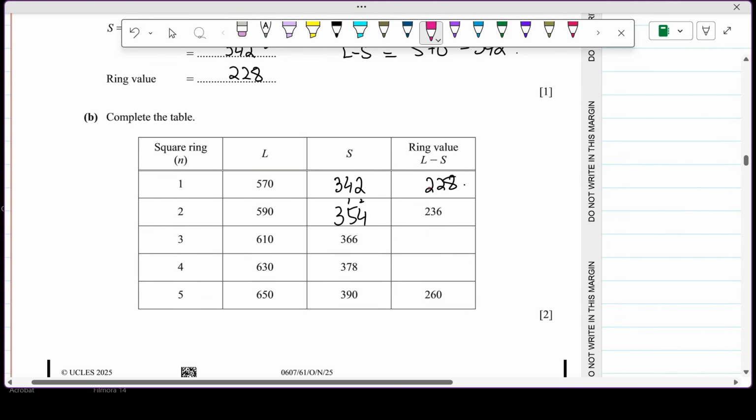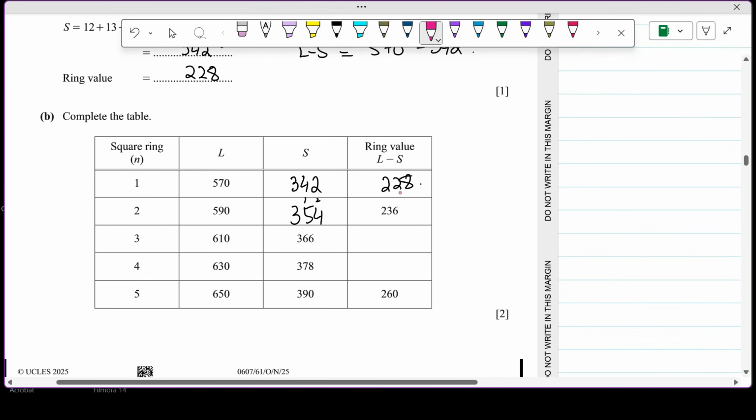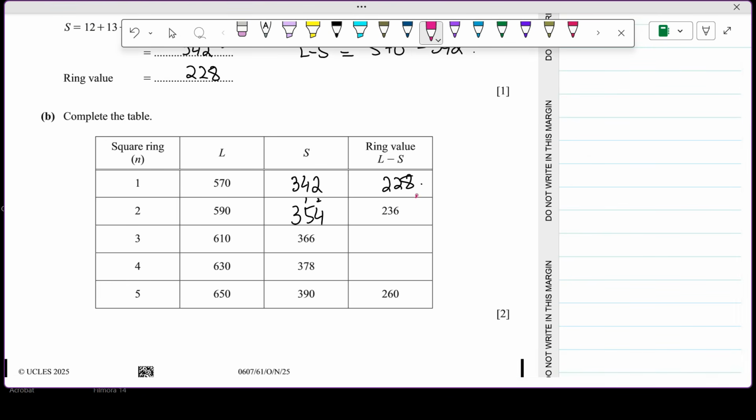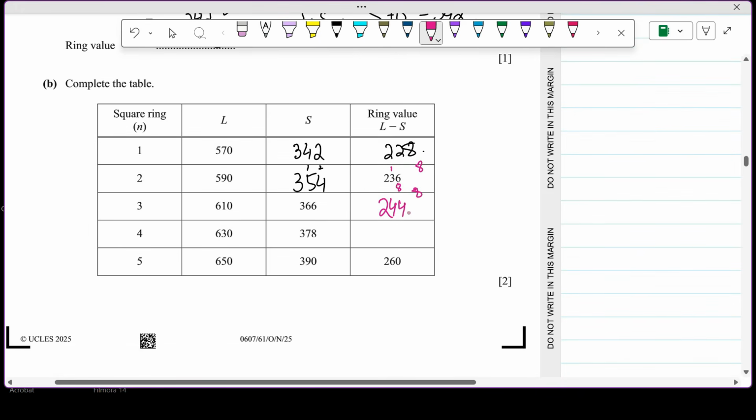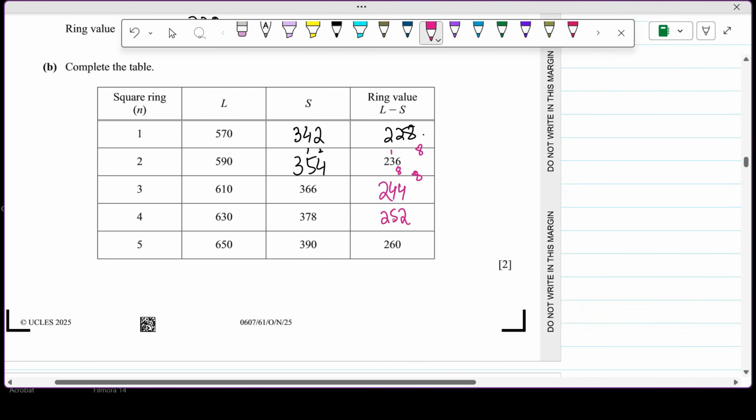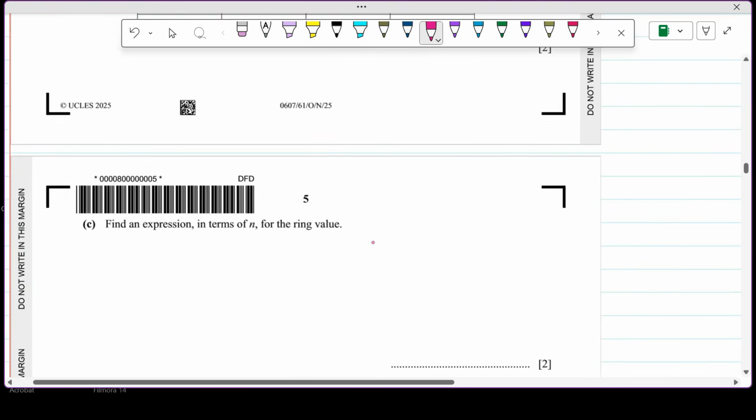Now just try to find the pattern in the ring value also. When n is equal to 1, we have the ring value of 228. When n is equal to 2, we have the ring value of 236. What is the difference? I think 8. When we add 8 to 236, we will have 244. When we add 8 to this value, we will have 252. And when we add 8 to 252, we get 260.